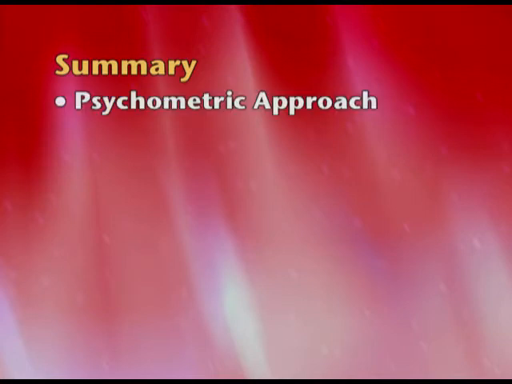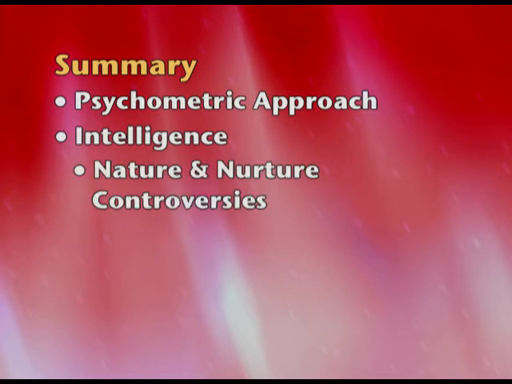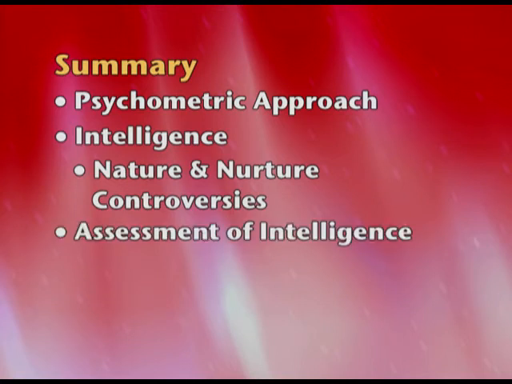So to summarize, today we covered the psychometric approach, which had 6 approaches under it given by different psychologists. Then we covered intelligence, the variations in terms of the hereditary component and the environment component, the nature-nurture controversy. And thereafter we studied the assessment of intelligence, in which we tried to understand how IQ is measured and how intelligence is distributed in the normal population. That's about it for today.